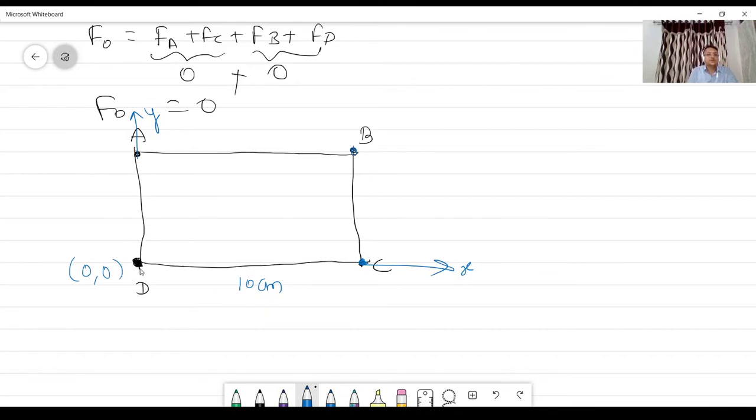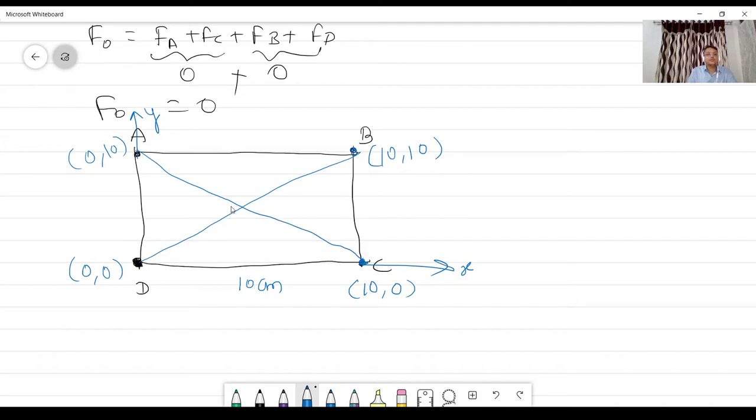So this is 0, 0. On the x-axis, if I go 10 centimeter away in the right direction, it will be 10, 0. The location of this point will be 0, 10 as usual, because here x is 0 and y is 10, and here the location of point B is 10, 10, because x and y both will be 10. And now we'll locate the center point as usual.